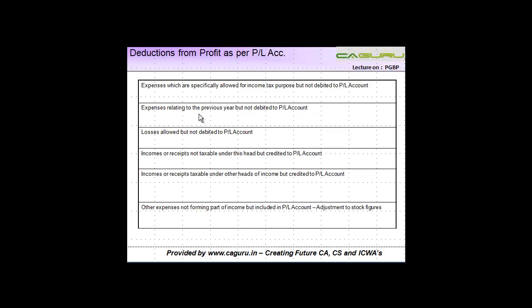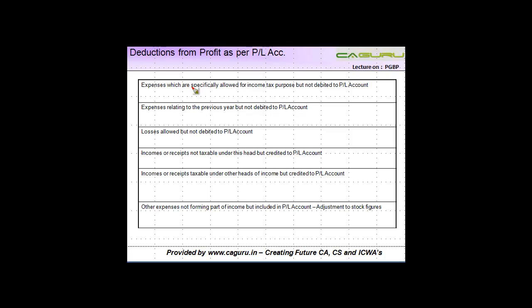So let me explain each one of them separately. Although I am sure, because you have understood these concepts in the previous slide, you will be able to get through these very easily, or actually sail through these. The first one is expenses which are specifically allowed for income tax purposes but not debited to the profit and loss account.